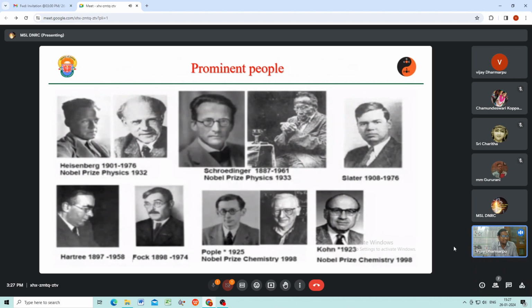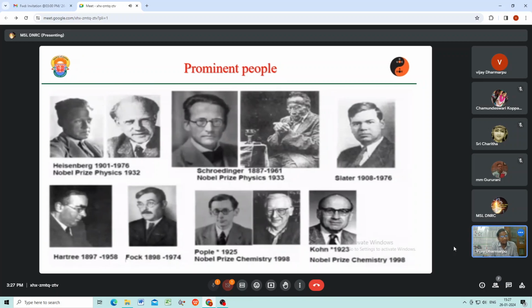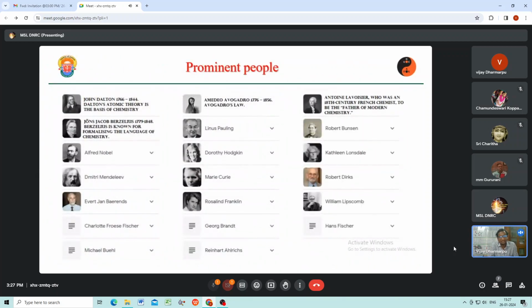Similarly, some people worked on computational chemistry and were awarded the Nobel Prize also. We have Kohn theory also. I'm not going into the details. I just want to show what people worked on these things. We are all very familiar with these things, and there are some other people also. We should be aware of those people and what they did. Then only can we understand the concept of a principle or any theory.